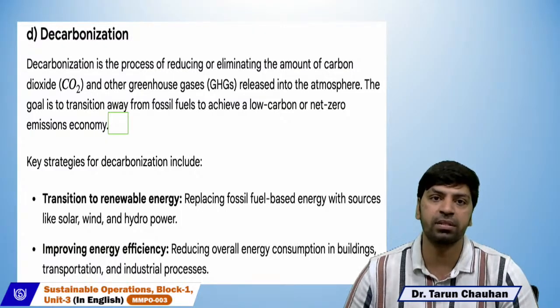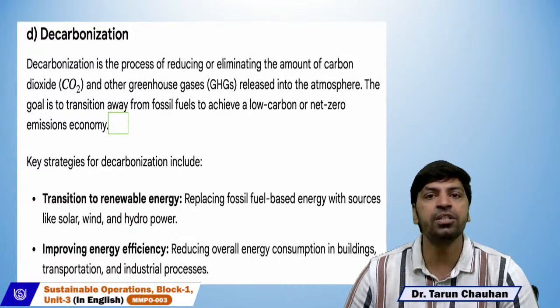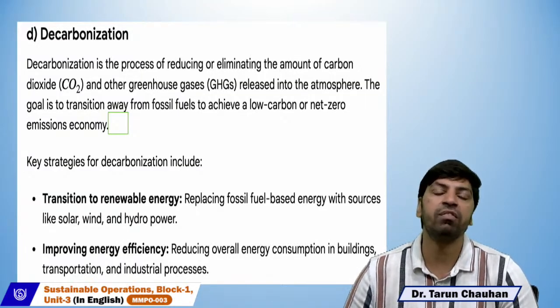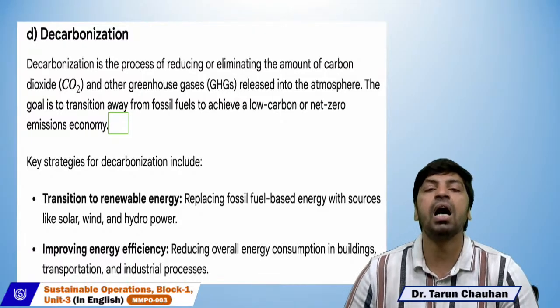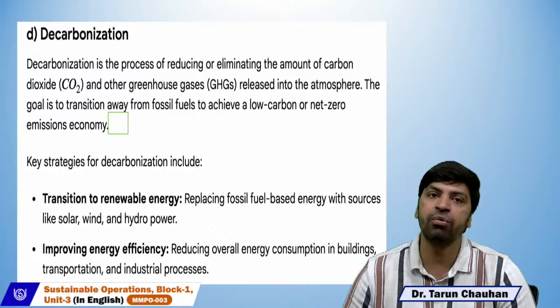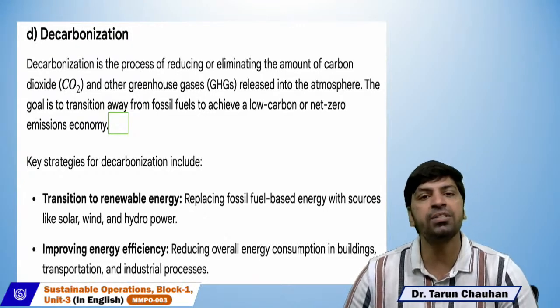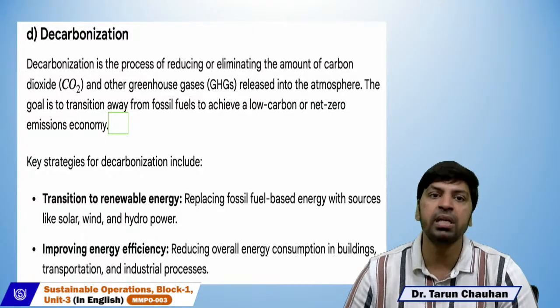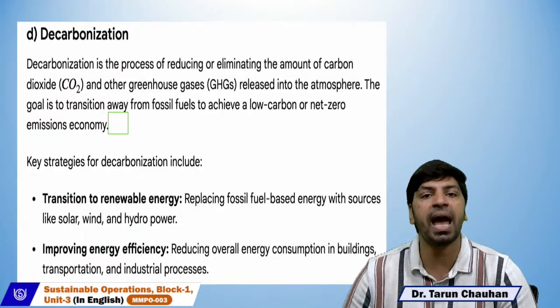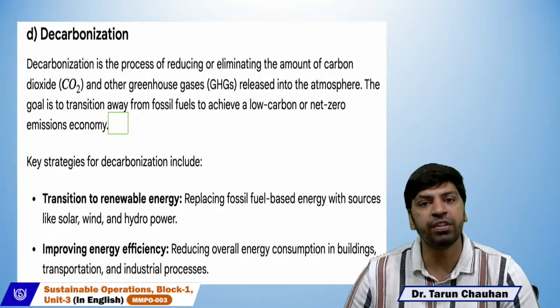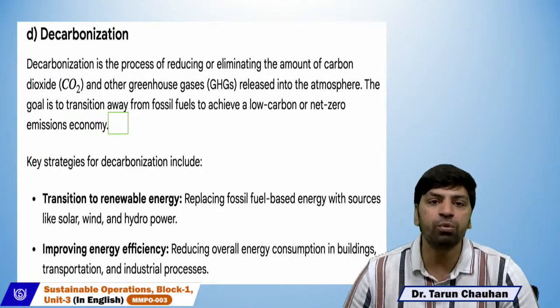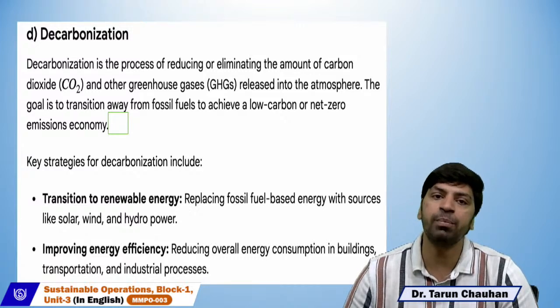Decarbonization is a process of reducing or eliminating the amount of carbon dioxide and other greenhouse gases released into the atmosphere. The goal is to transition away from fossil fuels to achieve a low carbon or net zero emission economy. So there are key strategies for decarbonization. The first one is transition to renewable energy. It replaces fossil fuel based energy with sources like solar, wind and hydro power.